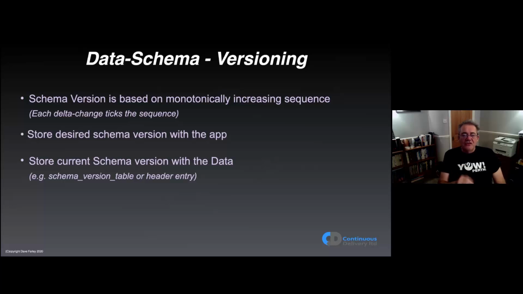Also store the schema version along with the data. So maybe you have a schema version table in your database, or a header entry or something, but somewhere, a well-known place, where you can go and inspect the data and know which version that data is at. And then you can decide whatever it is that you need to do next in order to translate it from one version to another.